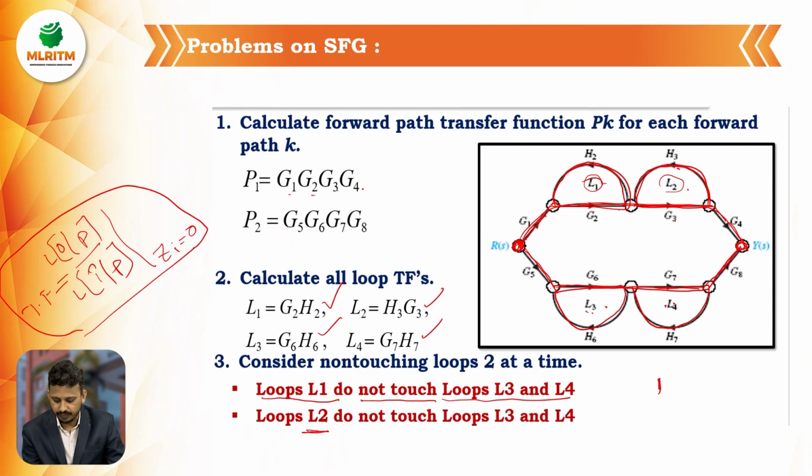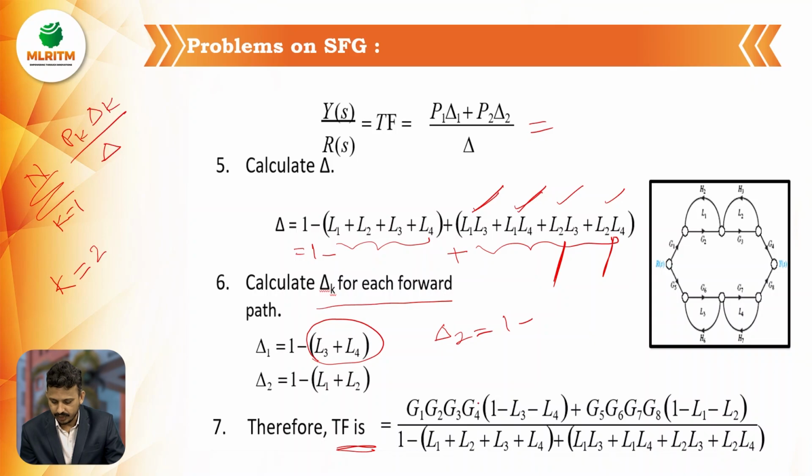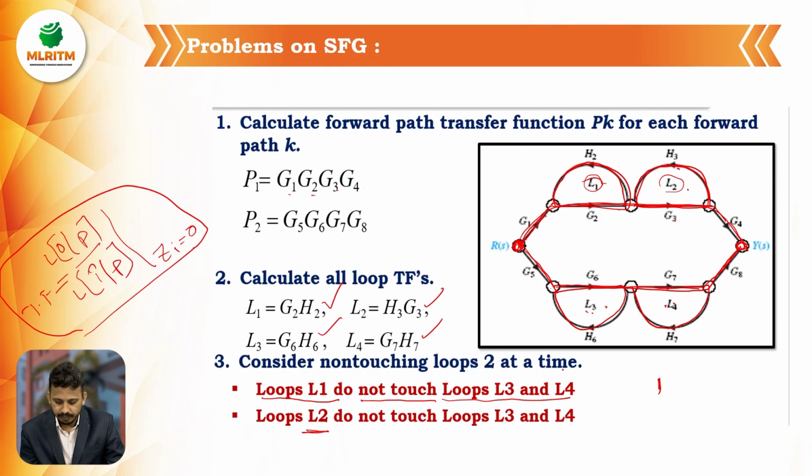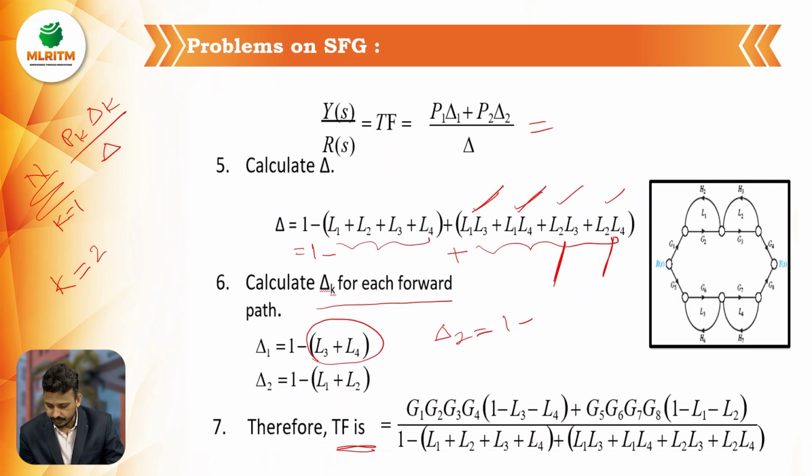G1, G2, G3, G4 into 1 minus L3 minus L4. L3, L4 means I have to write those gains there, L3 and L4 over here. Okay.